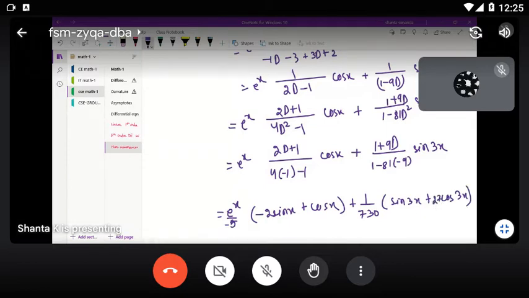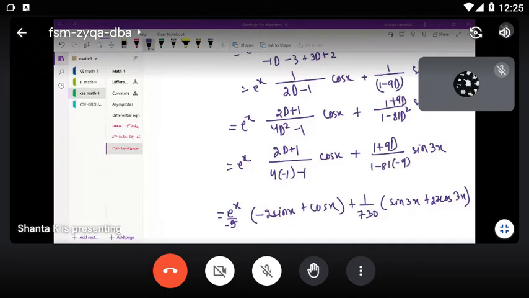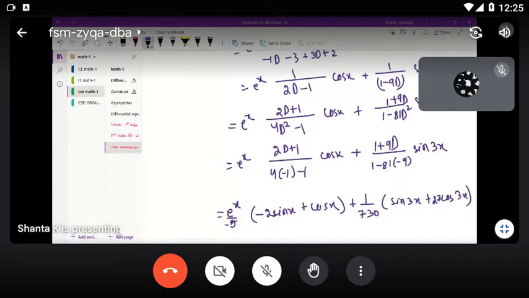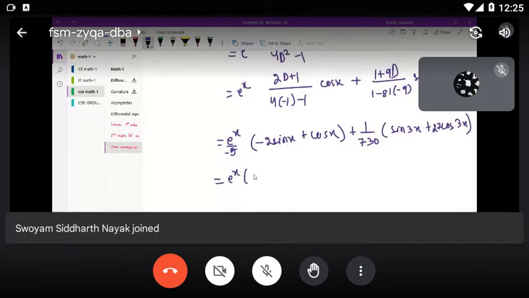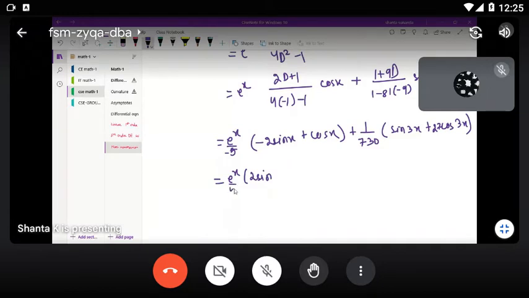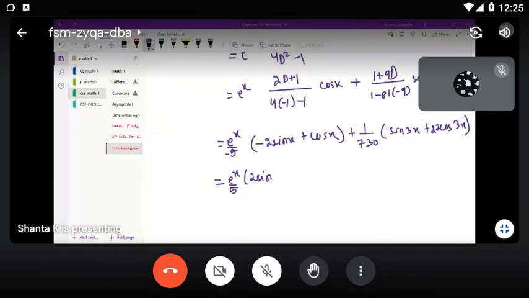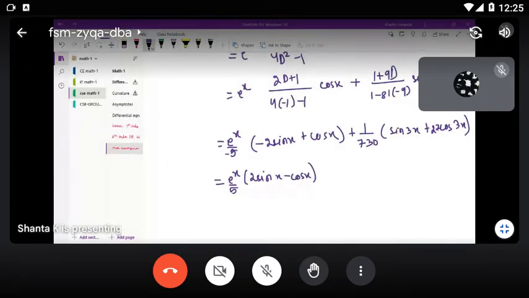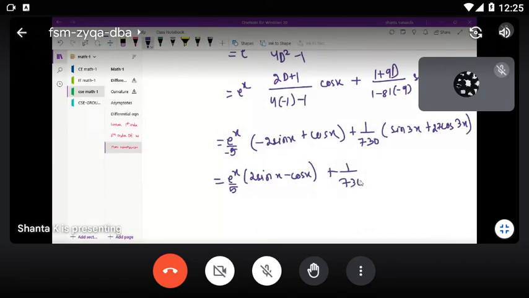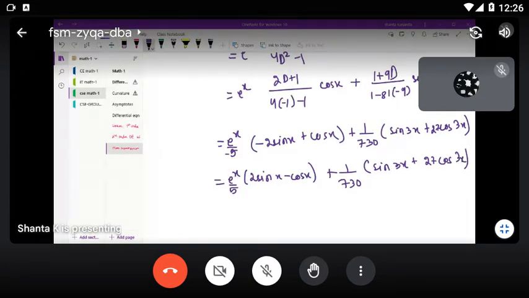So you can further simplify this one. Okay, you see how much you are getting. Or you can write it like this. There is one minus sign, so you can adjust this one to sin x, e power x by 5, to sin x minus cos x. And this part remains the same, only the minus sign I have adjusted here. Sin 3x plus 27 cos 3x. Is it okay? How I did it? Or any doubt with this?